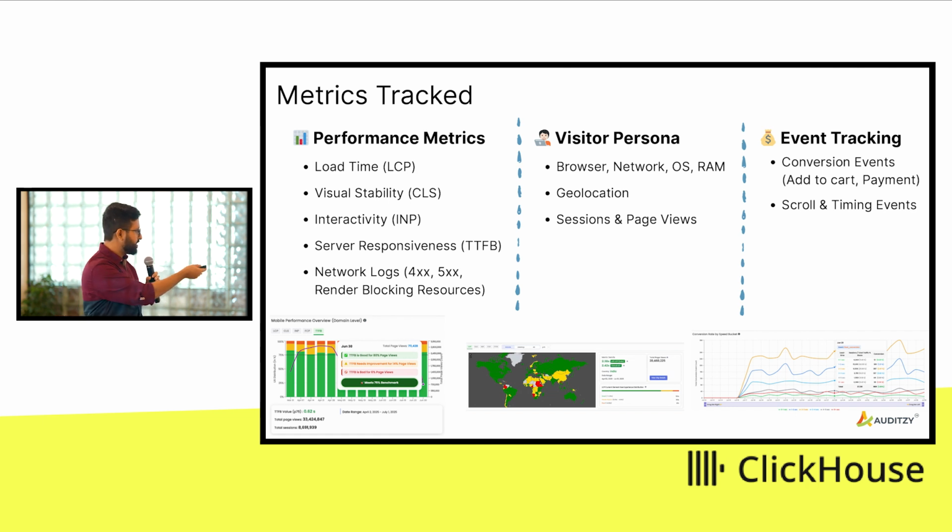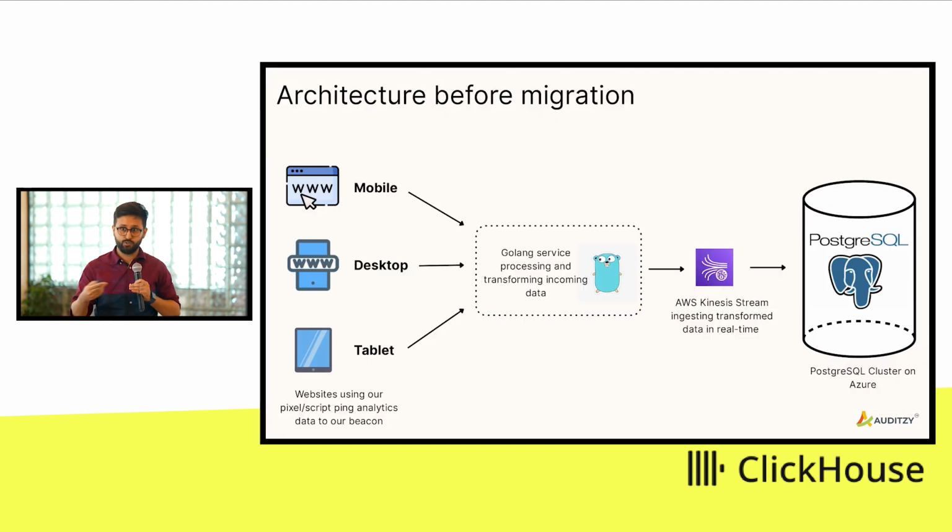I have added a couple of screenshots as well. I know they are quite blurry here, but this will give you an idea of how we use this data to generate these analytics inside the system, right? Now this is how the architecture used to look before the migration, right? On the left-hand side, data comes in from different devices wherever a script is running.